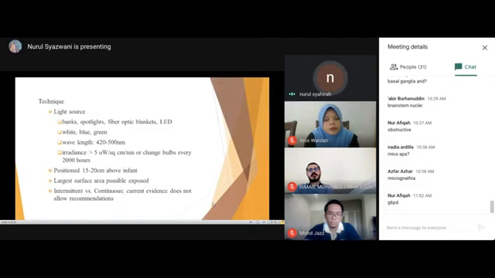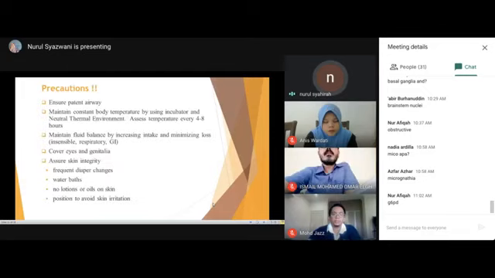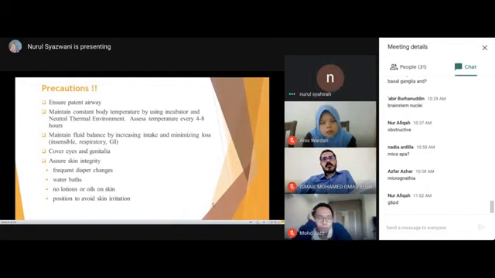Okay, so for the precautions, we must ensure the patent airway of the baby, and maintain a constant body temperature using an incubator and neutral thermal environment. We must assess the temperature every 4 to 8 hours. Maintain fluid balance, increase intake and minimize loss of fluid. We must cover the eyes and genitalia of the baby. And don't forget to check the skin integrity. We must do frequent diaper changes, water bath, and not apply any lotion or oils on the skin. And the baby must be well positioned to avoid skin irritation.